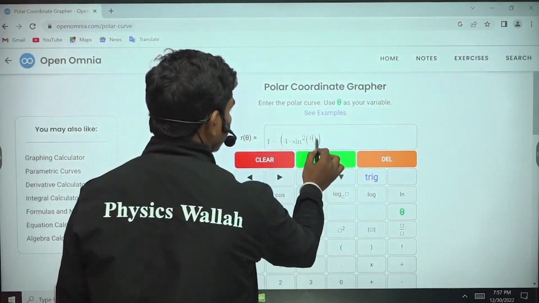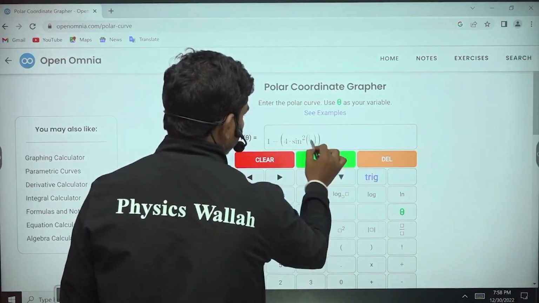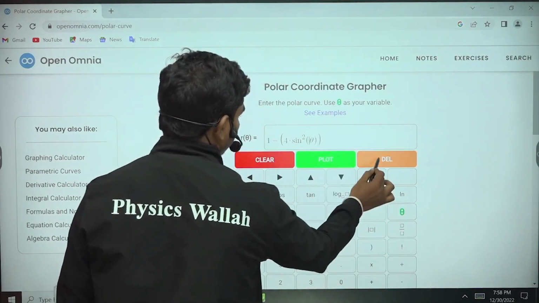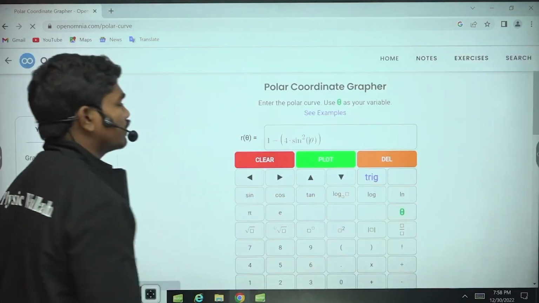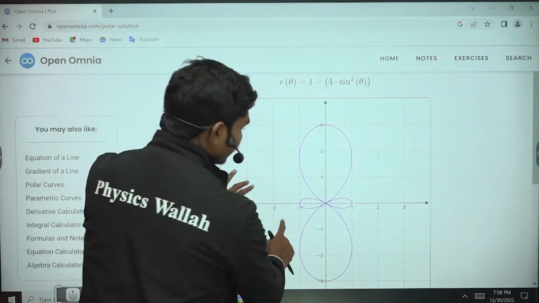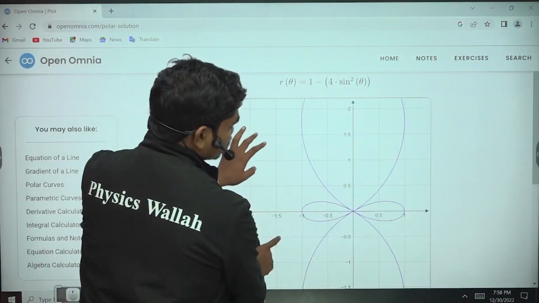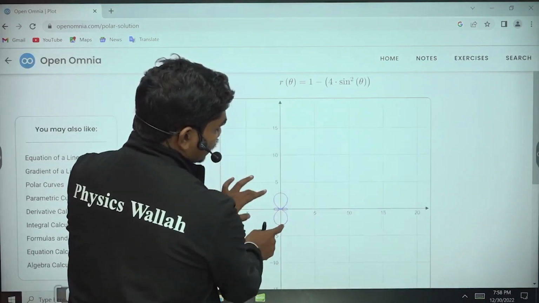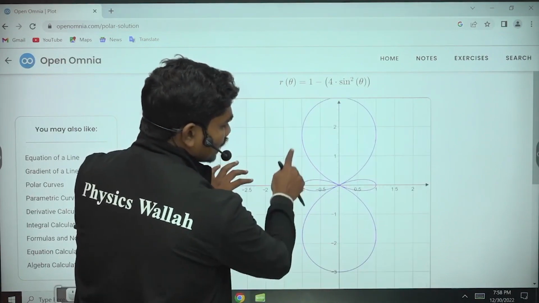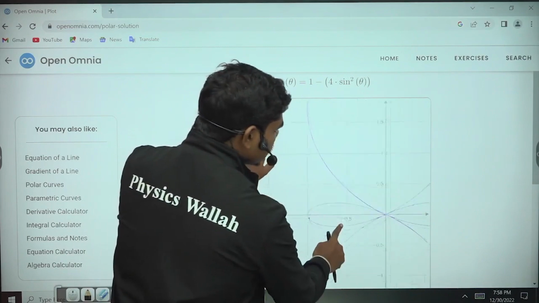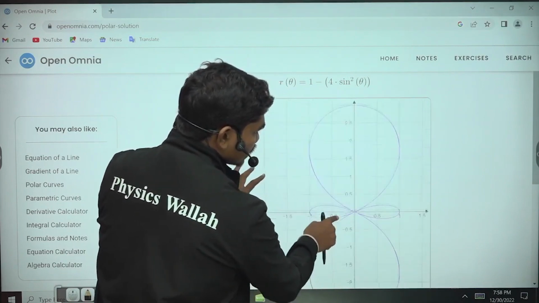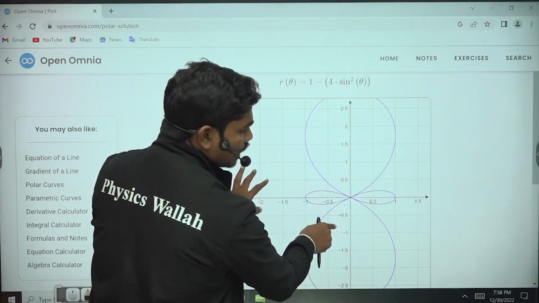So if you enter 1 minus 4 sine square theta, this is how you actually get the curve. Normally, if you zoom it slightly, or generally if you make it small, the pressure variation will be something like this. But if you see, this is not exactly the case. This is how the 1 minus 4 sine square theta curve will actually look.